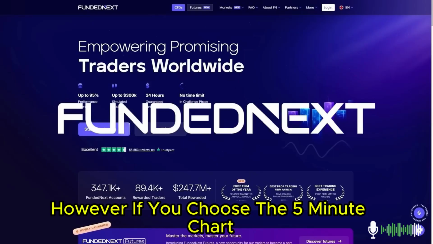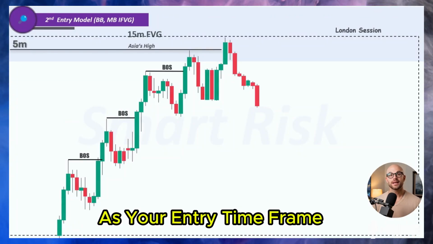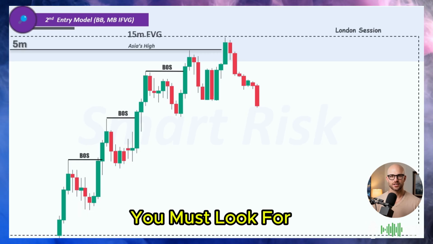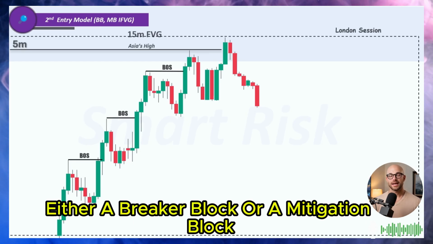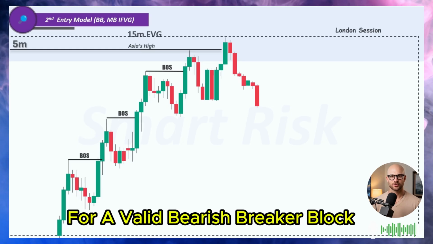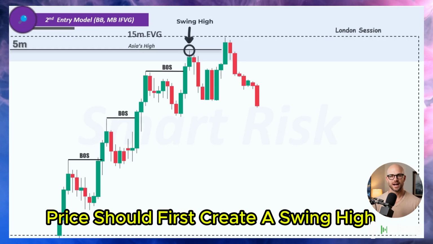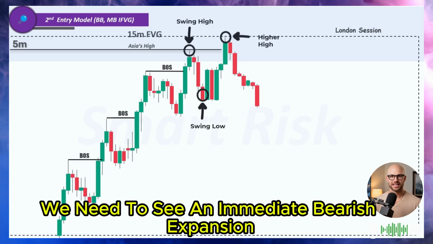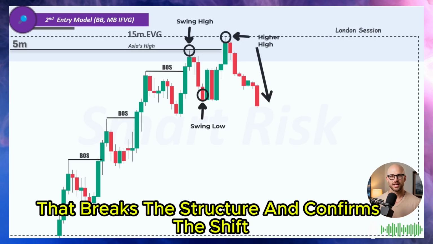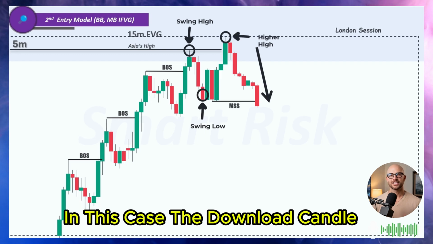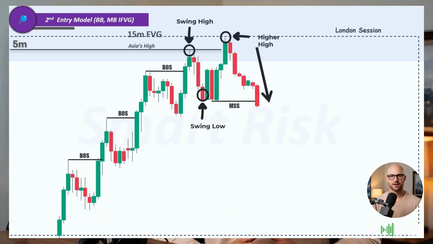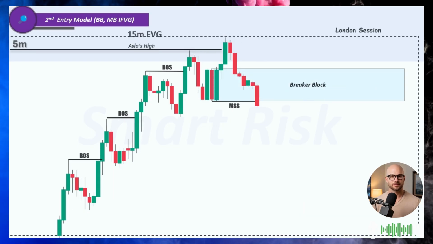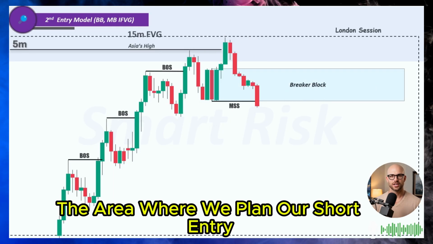However, if you choose the 5-minute chart as your entry time frame, then right after the liquidity sweep and higher time frame fair value gap delivery, you must look for either a breaker block or a mitigation block. For a valid bearish breaker block, price should first create a swing high, then a swing low, followed by a higher high. After that, we need to see an immediate bearish expansion that breaks the structure and confirms the shift. In this case, the down candle or series of down candles formed between the first swing high and the swing low becomes your breaker block zone. This is the area where we plan our short entry.